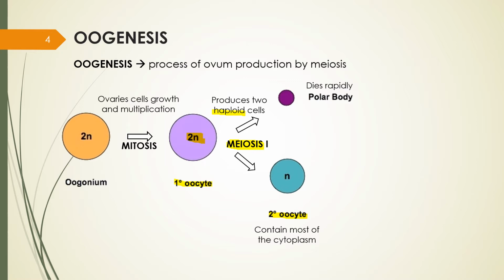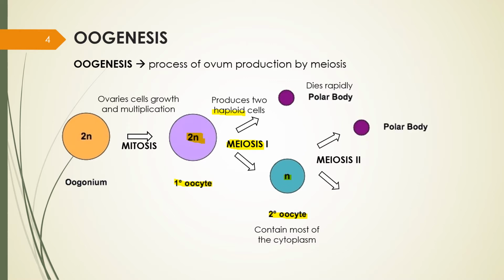So even though in the first meiosis we produce two cells, just one of them will survive, okay? And then we call it second oocyte. The second oocyte already is haploid because the meiosis that divides the number of chromosomes already happened. Remember, in meiosis 1. After this, it produces the second meiosis, so meiosis 2.